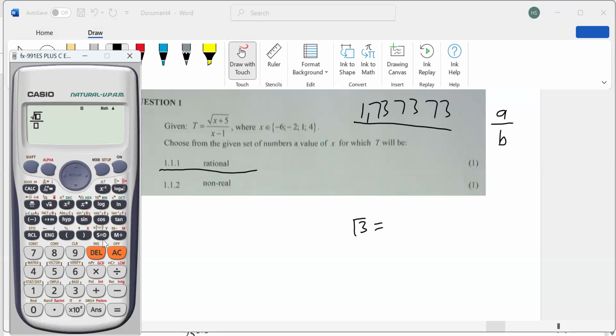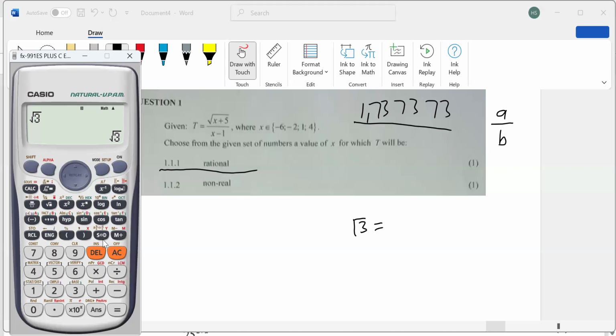So x number 1 can be -6. Let's check if we say -6. So if we say -6 plus 5 all over -6 minus 1, it's -1. Okay, sure. It says math error. So it doesn't give us something which is rational. We try the other one. There are so many numbers right here. Let's try another one.